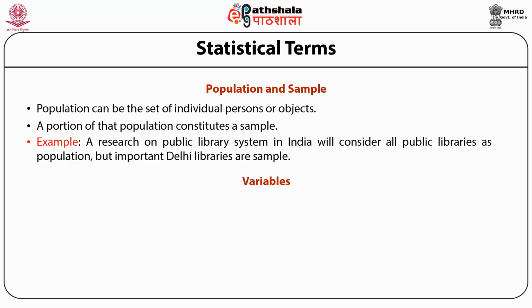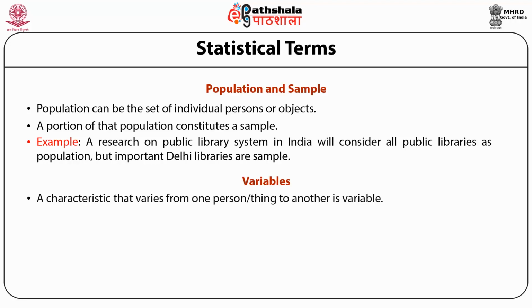Variables are only those things which can change with time. So for example, the height of people, marital status, weight of people, these are changeable things, so they are variable things. Similarly, from the library perspective, how many people visit in different months, they are changing, so they are all variables. Variables are quantitative and qualitative variables.